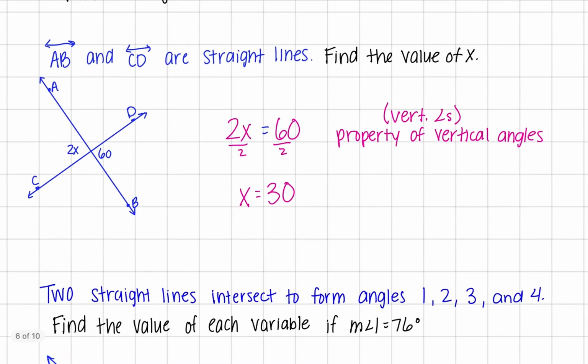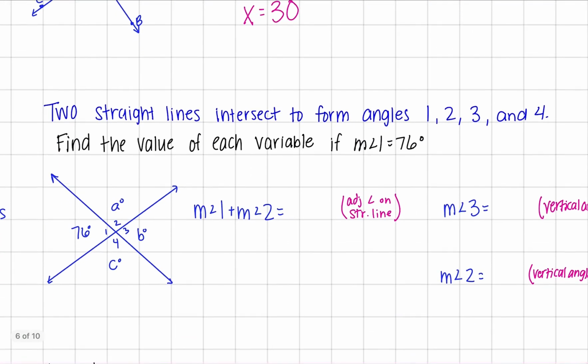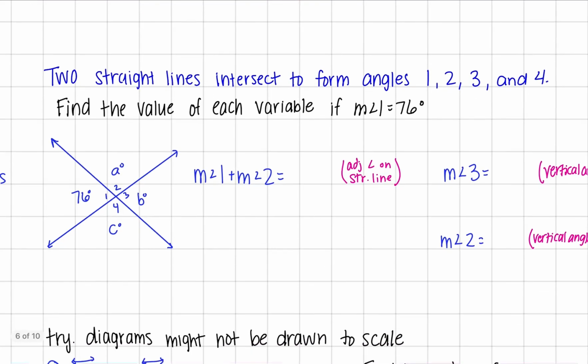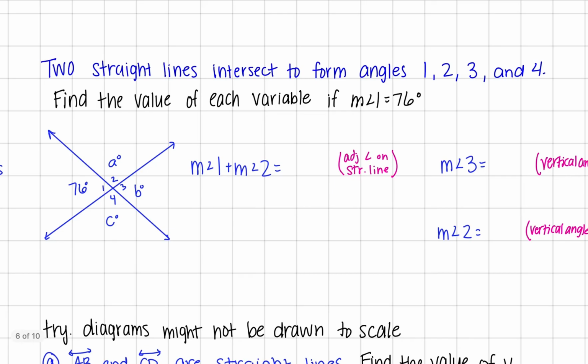All right, so two straight lines intersect to form angles 1, 2, 3, and 4. Okay? So this is telling us that this is a straight line and this is a straight line because they formed angles 1, 2, 3, and 4. Find the value of each variable if, and you should write this down, actually it's already written in there, that measure of angle 1 is 76 degrees.